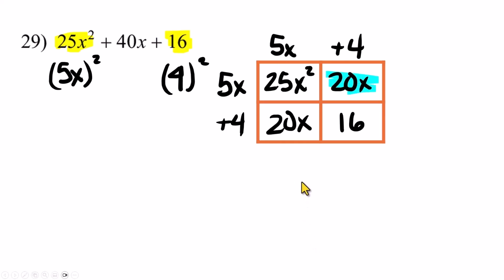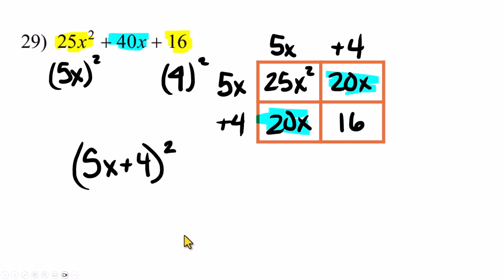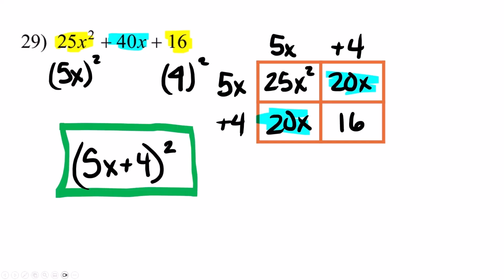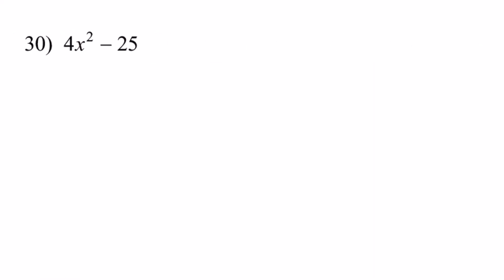And when you add those two together, that's your 40x. Boom! We did that with guess and check, but with a little bit of checking with the boxes. It's cool. That's the answer. All right, here's another twisty one.